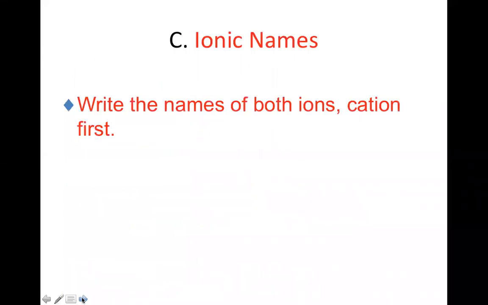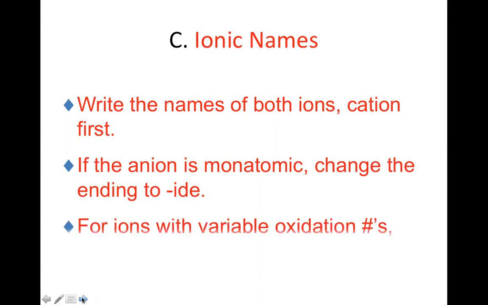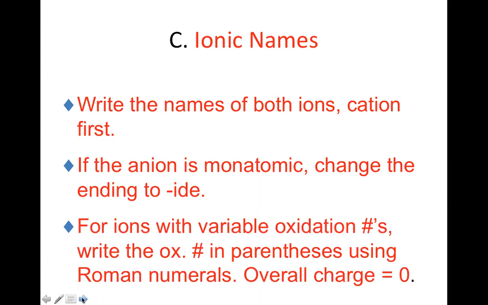All right, so that's writing the formulas, and let's go the other way and write the names. For the names, you would write the names of both the ions, still putting the cation first. If the anion is monatomic, you are going to change the ending to "ide." If it's polyatomic, you're going to just leave it however it's called.